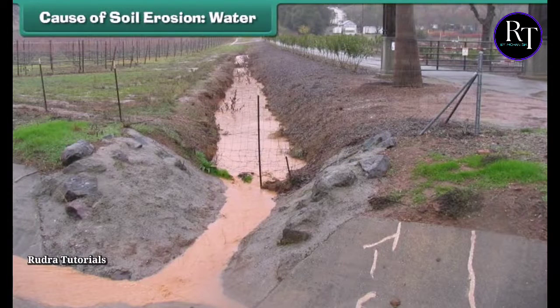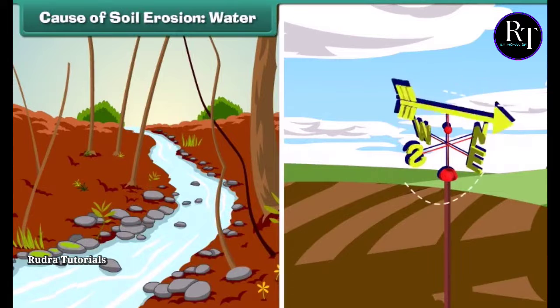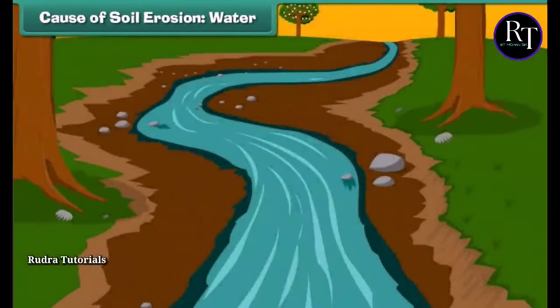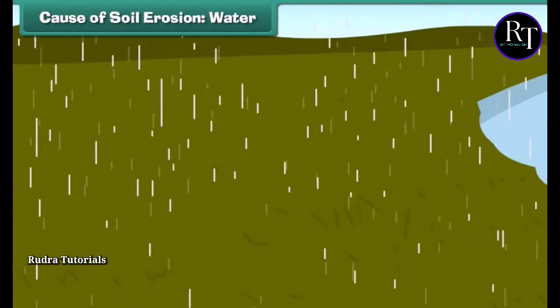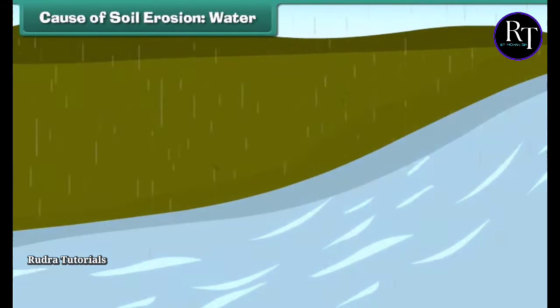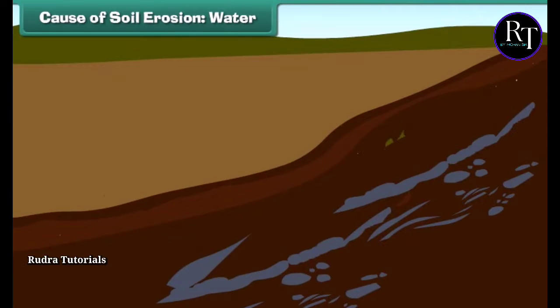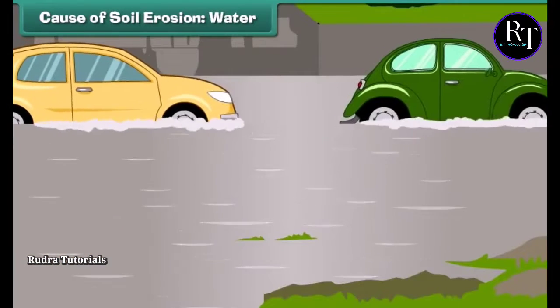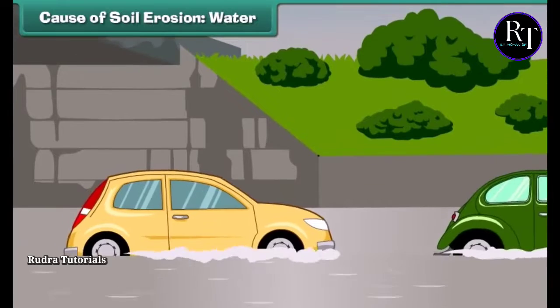Friends, come let us know the factors which cause soil erosion. The most common factors are water and wind movements. Water flowing through the ground carries away soil with it. During rain, the soil particles are detached by raindrops. These soil particles are carried away by the running water. Floods are also the main cause behind soil erosion.